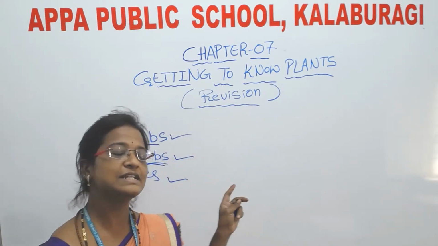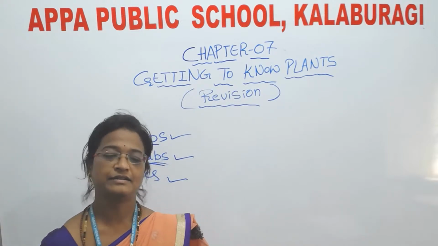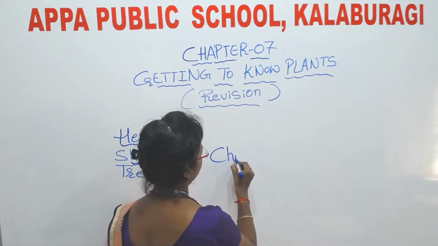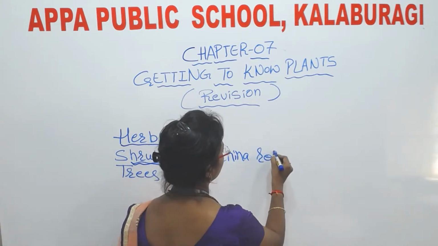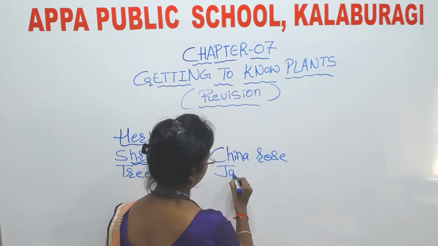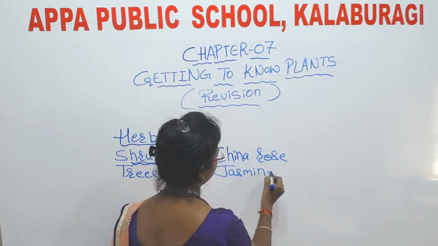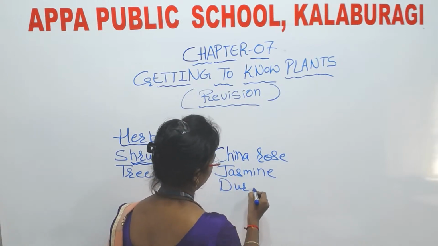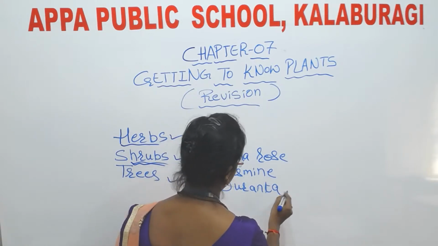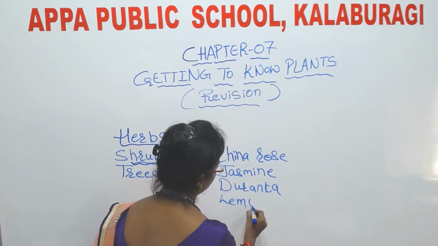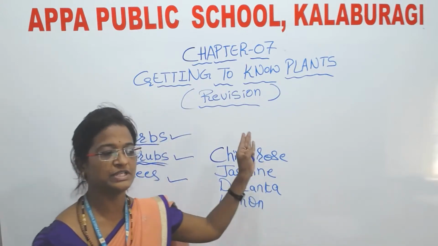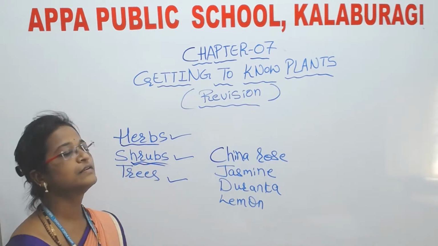Okay. And the examples are China rose, jasmine, duranta, and lemon plant. So these are the examples of shrubs.